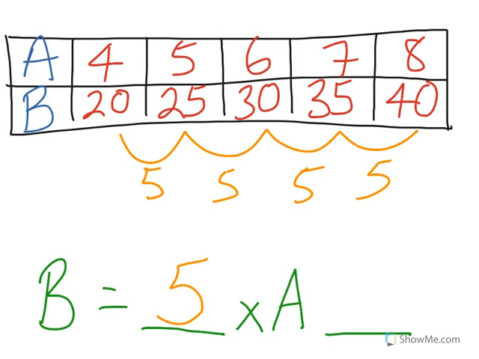So we have a look and we see that 5 times 4 does equal 20, so it works there. 5 times 5 does equal 25, so it works there. And if you keep on going, it works all over this table. 5 times 8 does equal 40. So once again we can write plus 0 on the end, or we can leave that blank. And our rule is simply b equals 5 times a.